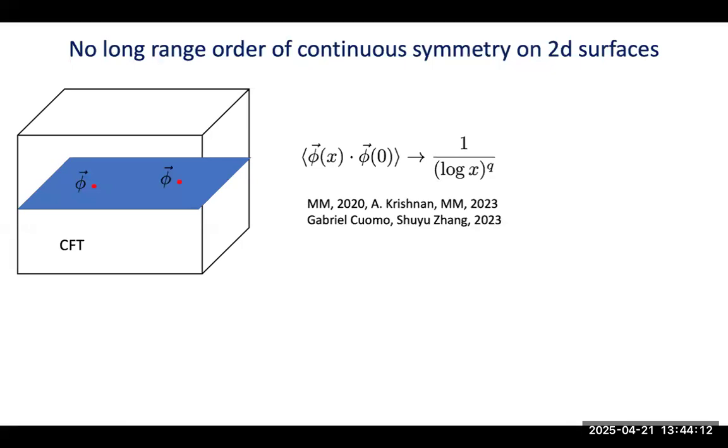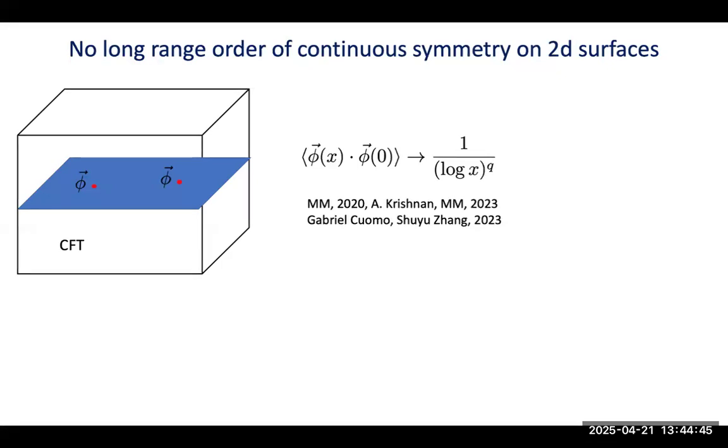And here, it turns out that the generic statement is, again, that you cannot get true long-range order, but you can get very close. You can get these correlation functions of the order parameter decaying as a power of logarithm of the separation. So it turns out this behavior is actually realized in the O(N) model at a boundary or interface. So this turns out to be generically the closest that you can get to.